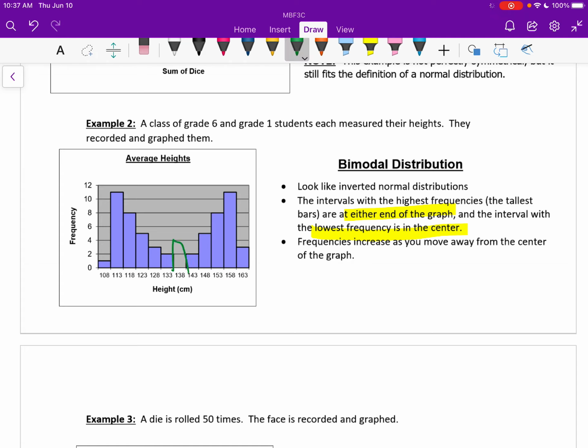So here's the center, right? And then as you move away from here, they're increasing, and they decrease a little bit towards the end, but they're still increasing and decreasing. So this is like a class of grade 6 and grade 1 students. A class of grade 6 and grade 1 students was measured with their heights, and you recorded them on the graph. That just means that we have short people, and then we have taller people, and the ones in the middle are fewer, which makes sense because of the difference between grade 6 and grade 1 kids, right? You're going to have two extremes, and then you're going to have some kids who are in the middle there.